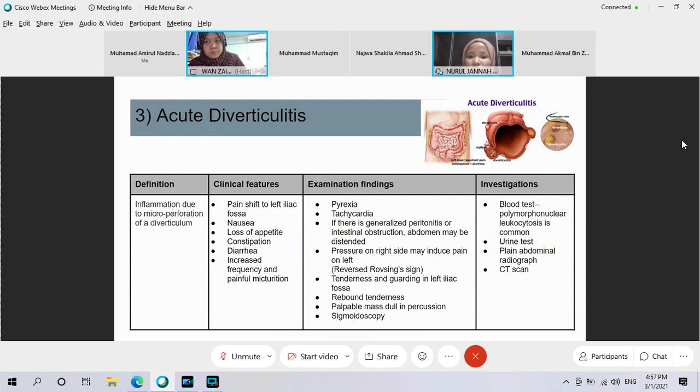And there will be a reverse Rovsing sign. As we put pressure on the right side, it may induce pain on the left. The patient may have tenderness and guarding in the left iliac fossa, rebound tenderness, and abdominal mass. Then for the investigation, we need to do a blood test, urine test, plain abdominal radiograph, and also CT scan.